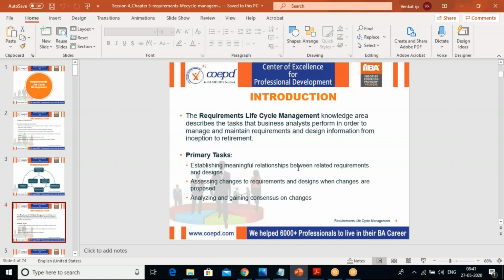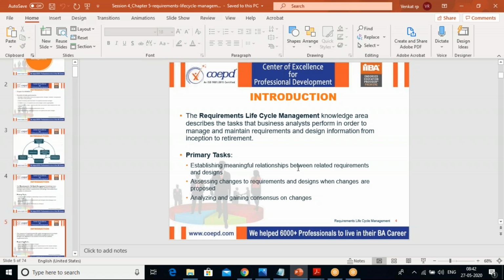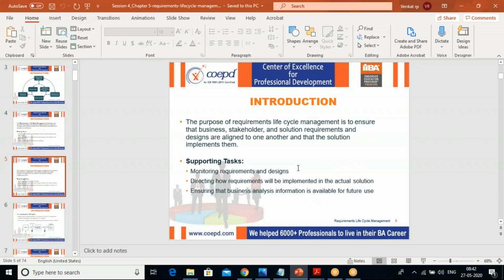Basically, in your mind, it should be there: requirements lifecycle management all deals with requirements and designs, and how we are going to track and maintain these requirements, then prioritize the requirements, and then gain consensus or approvals for them. And before that, how to handle the changes which are going to happen on these requirements and design. This is what we are going to understand in this.